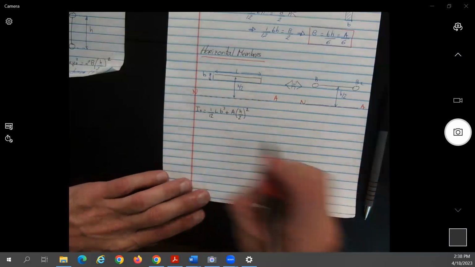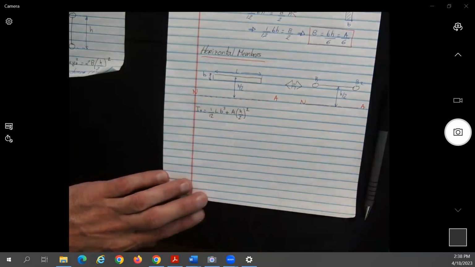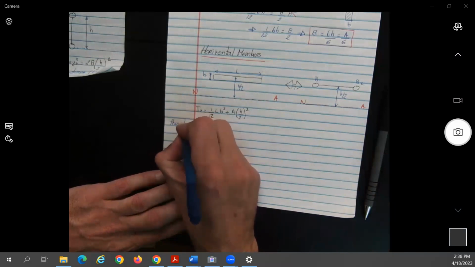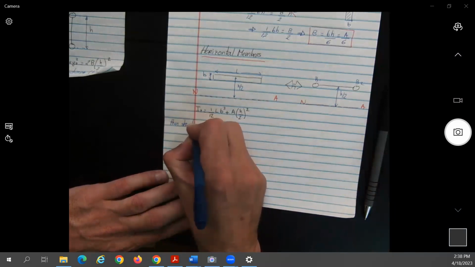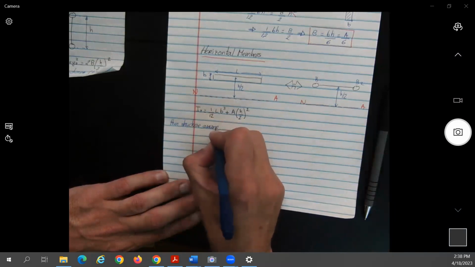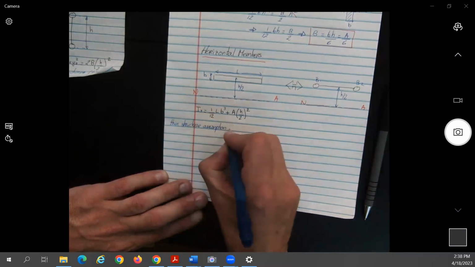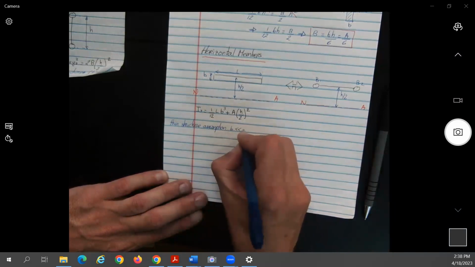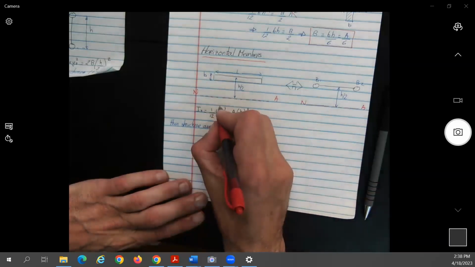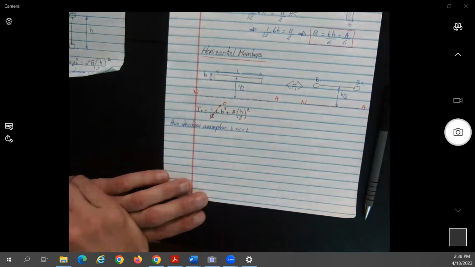Okay, so now thin structures. The thin structure assumption is what? Assume that B is much, much lower than the length, no? So then what can we do? We can neglect that term. All right?